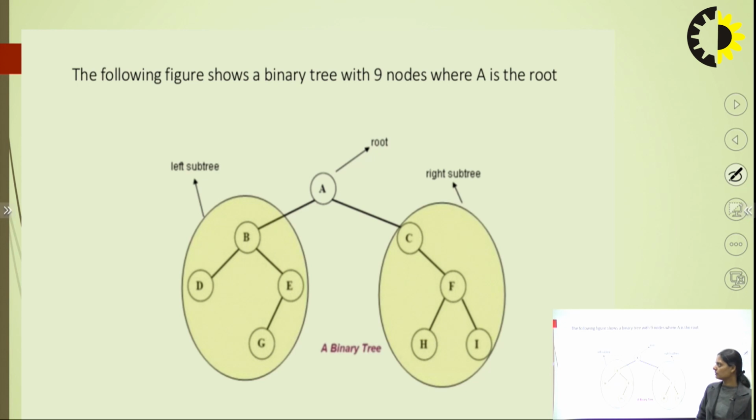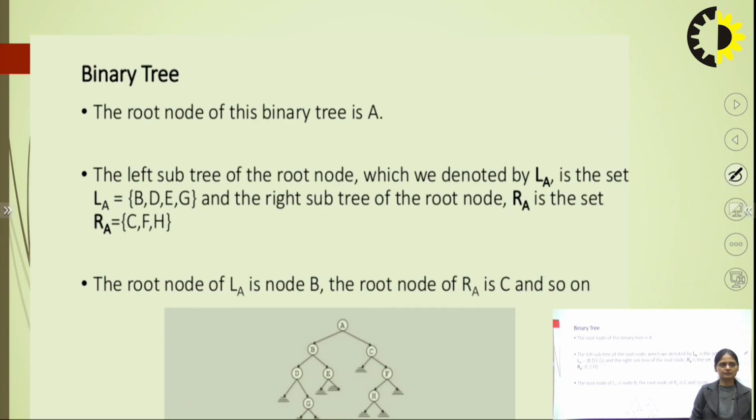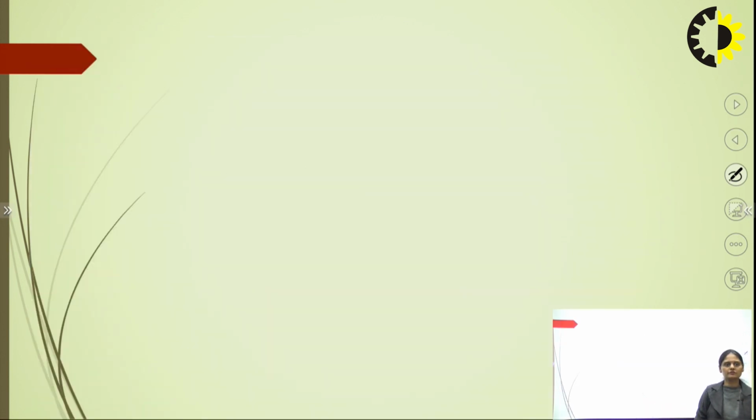So this is a figure which shows all that I have discussed so far: this is the root node, this is the left subtree and this is the right subtree. The left subtree of the root node, which is denoted by LA, is the set B D E G, sorry. So this is the left subtree and the right subtree is C F H.